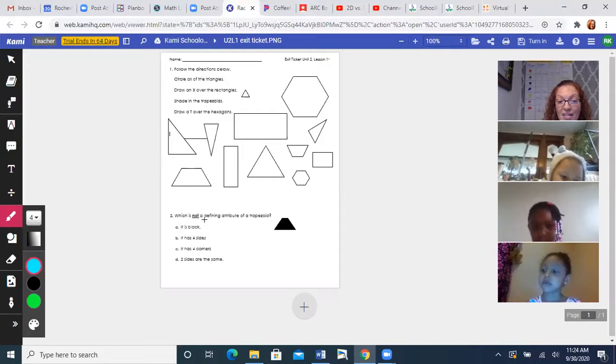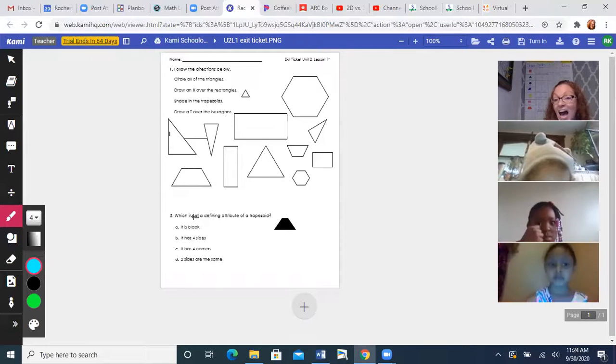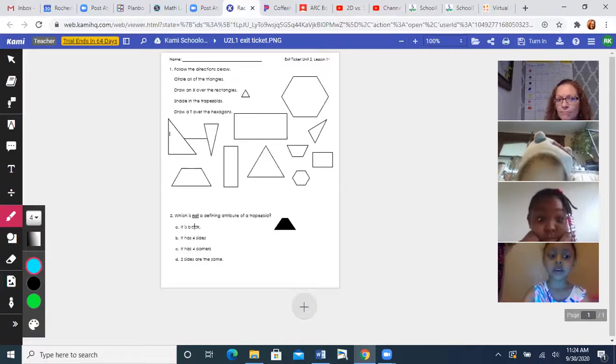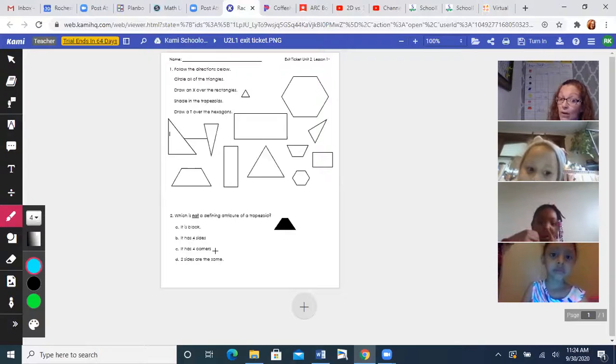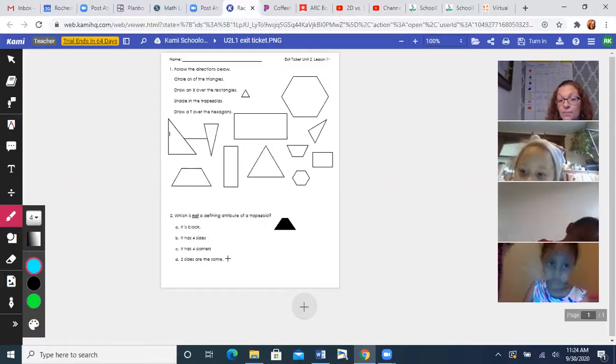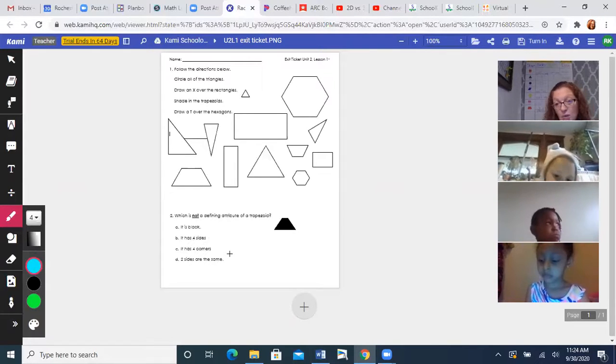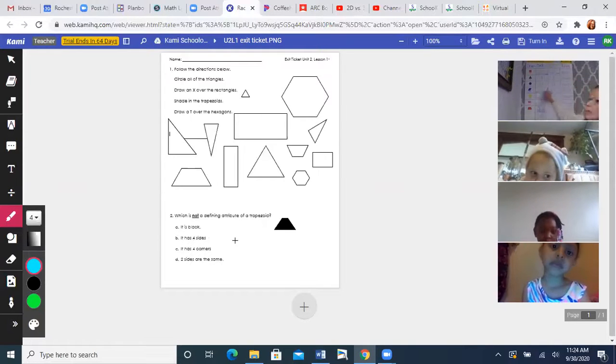Then don't let number 2 trick you. Which is not a defining attribute of a trapezoid? Remember, what is true for all trapezoids? So what is not true of all trapezoids? Is every trapezoid black? Does every trapezoid have 4 sides? Does every trapezoid have 4 corners? Does every trapezoid have 2 sides that are the same? Think about the attributes. For those of you that came a little bit late, you might want to rewatch this and look at the attributes. It goes over the chart.